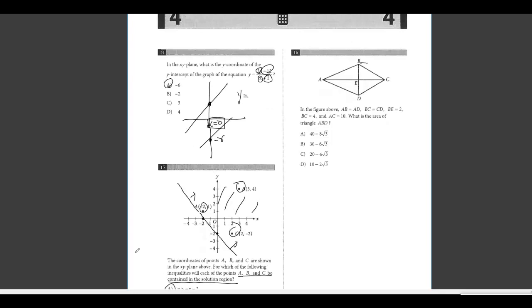All right, number 16. AC B is 2, this is 2.